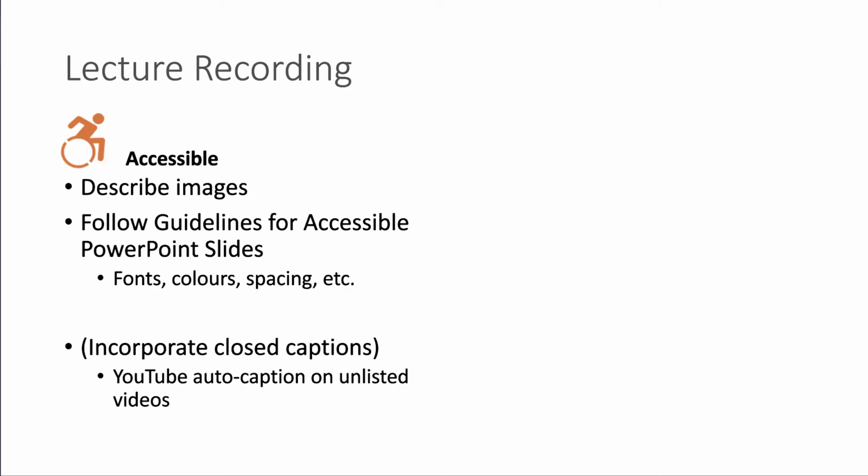When it comes to accessibility with recordings, a couple of suggestions here. Describe any images that you're using to convey important information, so that there's a verbal explanation along with the visual representation. The Accessibility Hub has some guidelines for accessible PowerPoint slides, and this is particularly valuable when you are recording videos that use PowerPoint as the basis. It gives some guidelines in terms of fonts, colors, and spacing that make slides easy to see and view from an accessibility point of view.